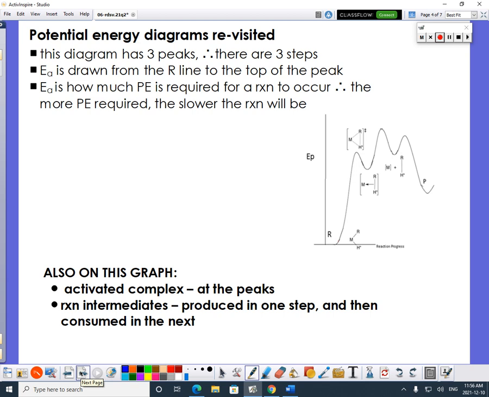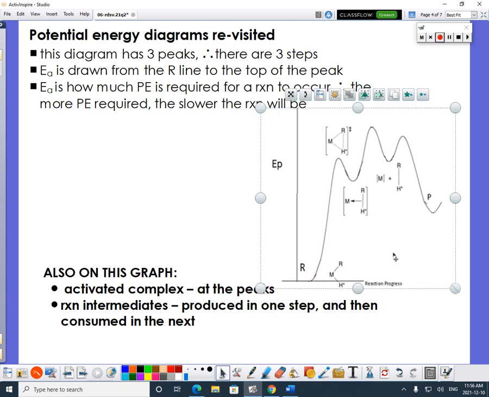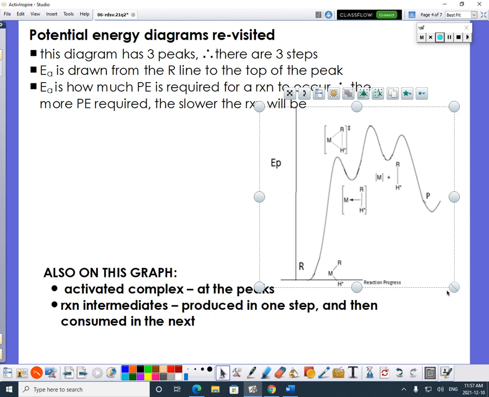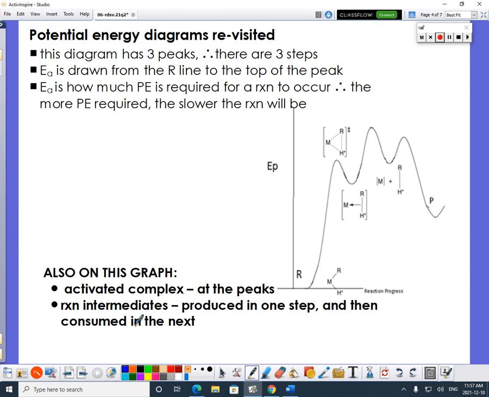Okay, so the second thing we're going to do is take another look at potential energy diagrams. So this is a very fancy diagram. Hopefully yours is a good size on your paper, right? So I chose this one on purpose. Now, first of all, they wrote EP here. We usually write PE, but that's fine. Okay, it's just potential energy. So it says this diagram has 3 peaks. So that means there are 3 steps in the mechanism.